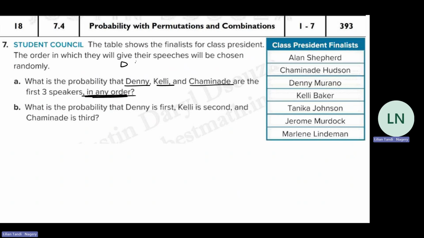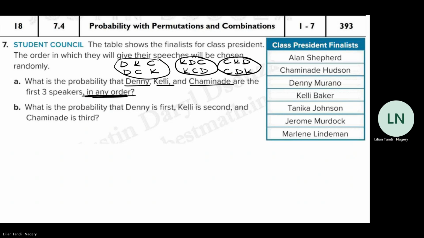So they can be Denny, Kelly, and Chaminade. They can be Denny, Chaminade, Kelly. They can be Kelly, Denny, and then Chaminade. Then Kelly, Chaminade, and then Denny. Then Chaminade, Kelly, and then Denny. And then Chaminade, Denny, and then Kelly. So this can happen 3 ways: when Denny is the leader, when Kelly is the leader, and when Chaminade is the leader. So these are 3 ways.